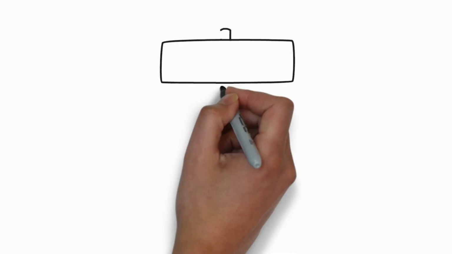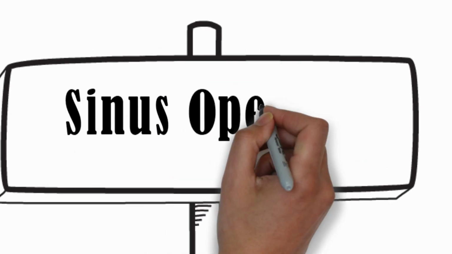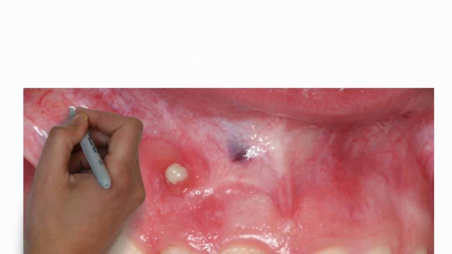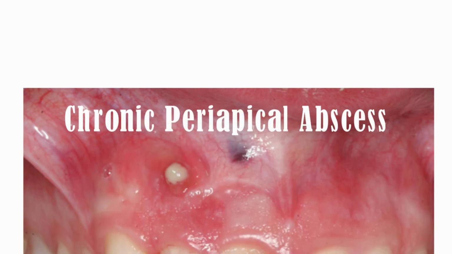The next aspect of clinical diagnosis is the presence of a sinus tract. If you have a sinus tract, you can trace it with a GP point. The presence of a sinus tract generally indicates that the case is a chronic periapical abscess. But there are cases where if there is a cyst, then also you can find the sinus tract.